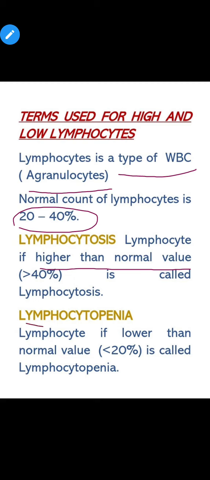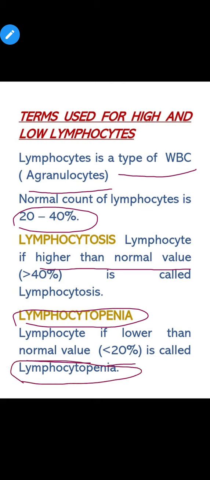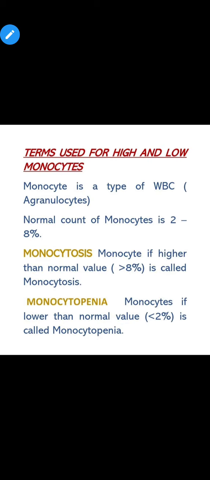And the next term is lymphocytopenia. Lymphocytopenia occurs when the lymphocyte count is lower than the normal value, that is less than 20%, then it is called lymphocytopenia. Next is the term used for high and low monocytes. Monocyte is a type of white blood cell, and it is an agranulocyte.